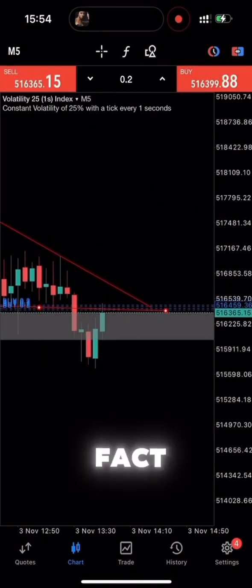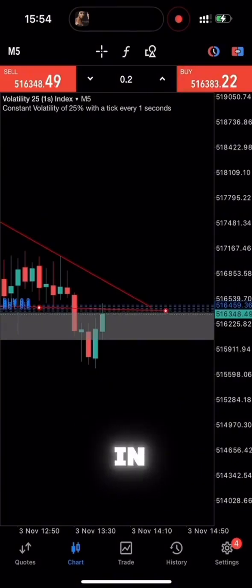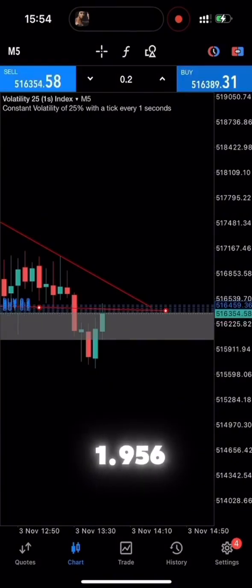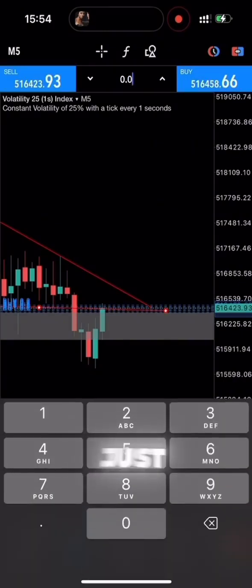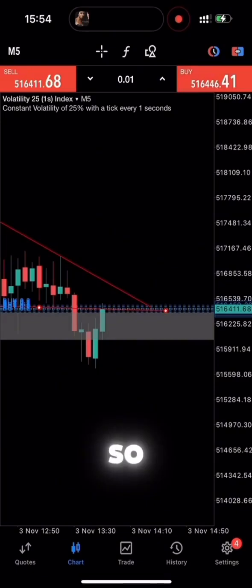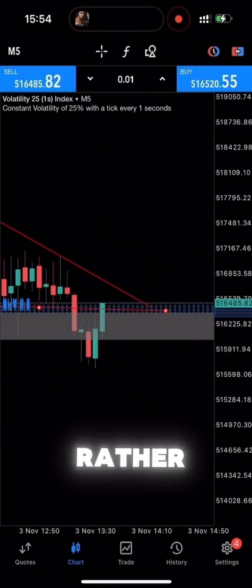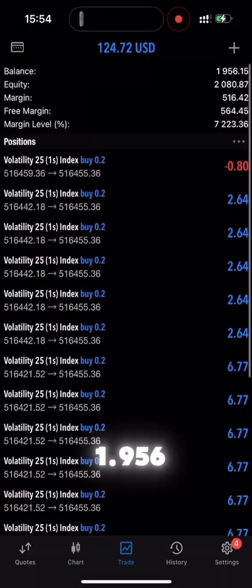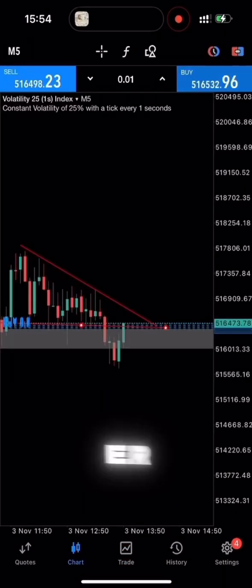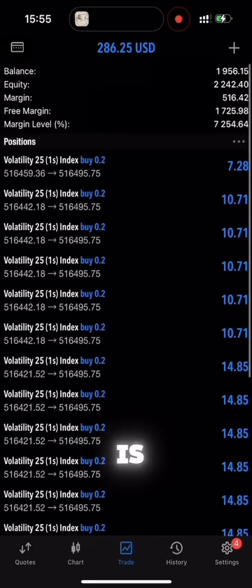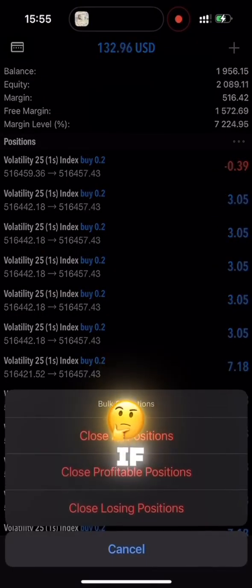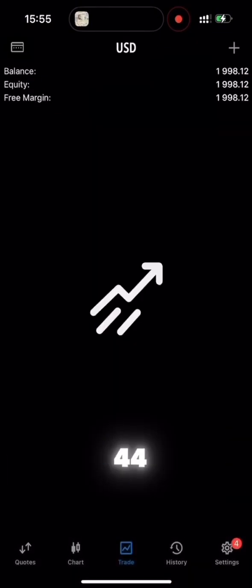Okay, so now it's 1.956. Let's just reach 2k, shall we? Let's just reach 2k. Okay, so let's go full margin. I would rather lose the 1.956 trying to get the $44. Is it? That's the $44. Yes, if you know math well, that's the 44. I would rather lose the rest trying to get the 2k.